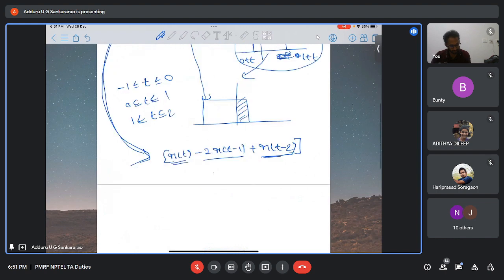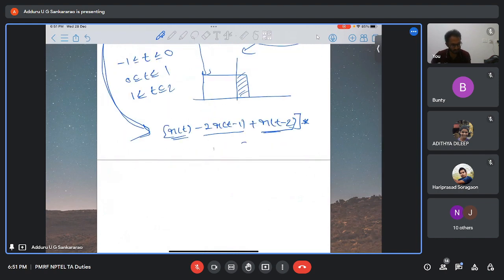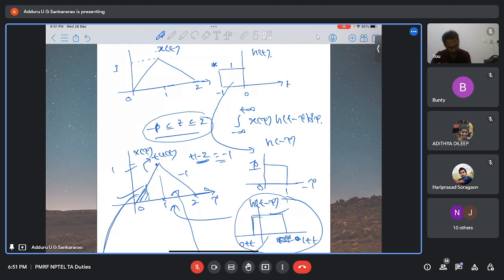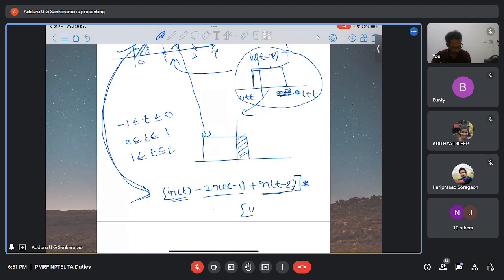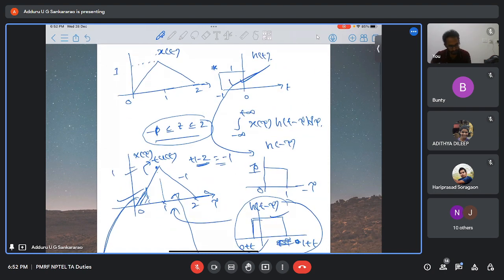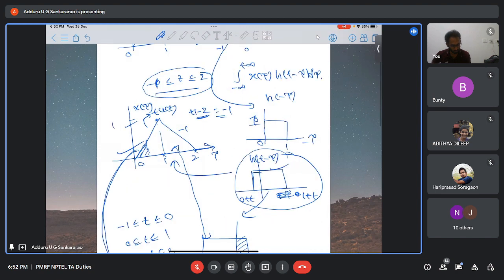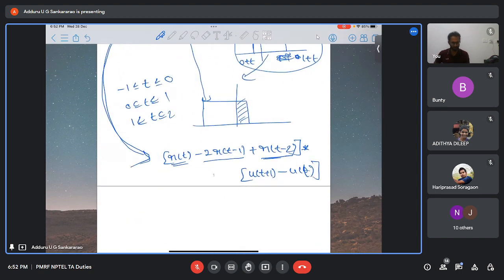And the second signal, how can I write the convolution with it? The second signal is this one, right? U of t plus 1 minus u of t. This is how we will express this rectangular one. Now you can find the convolution directly in time domain, or else in Laplace domain. I will find the Laplace transform, then the inverse Laplace transform.